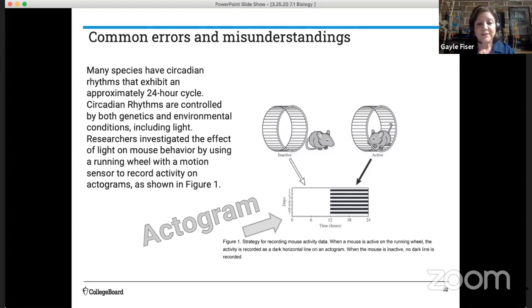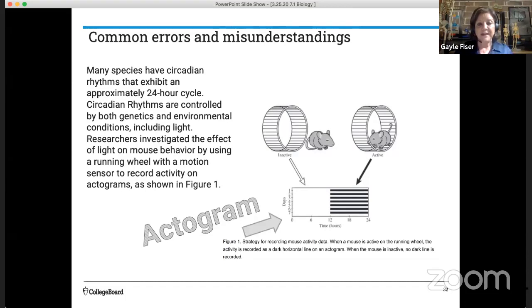Anyway, let's look at our diagram. We have 2 running wheels, a mouse that's inactive and a mouse that's active. And then if we look underneath those mice, we're going to see what's called an actogram. An actogram has the days on the y-axis, and the time in hours on the x-axis.